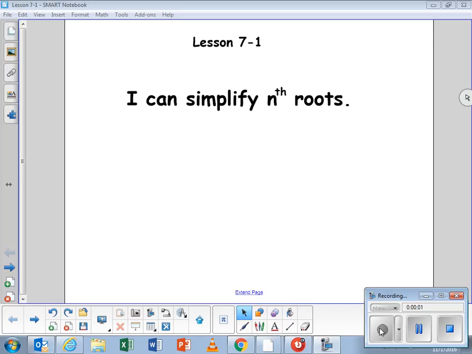Talk about nth roots, understanding what they mean, how to simplify them. Okay? Copy this down, please.